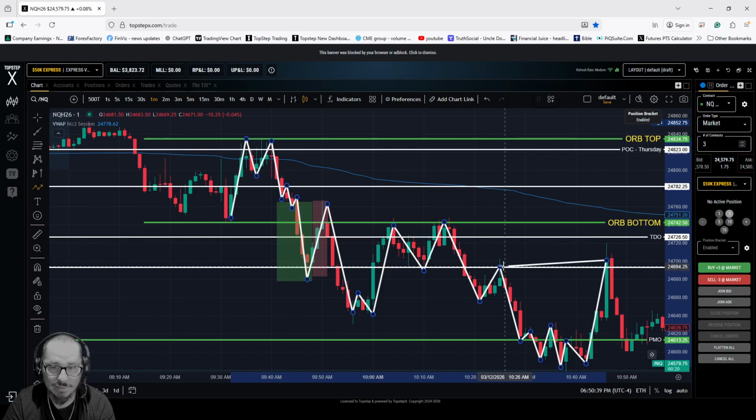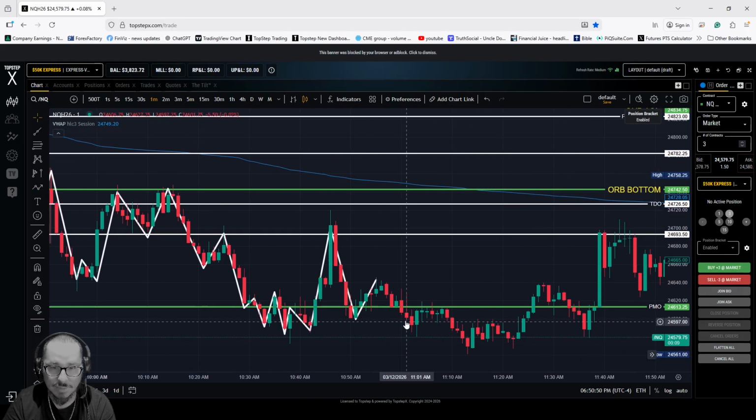But all they did was take out these people right here, and they come back down, retest the zone as a confirmation of support, and then the rest is just coming back down to take out liquidity.